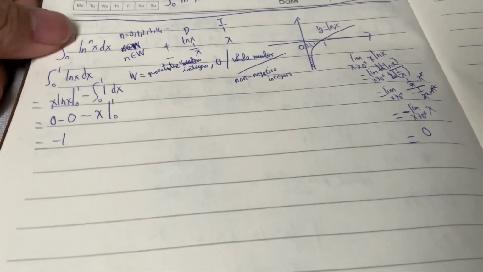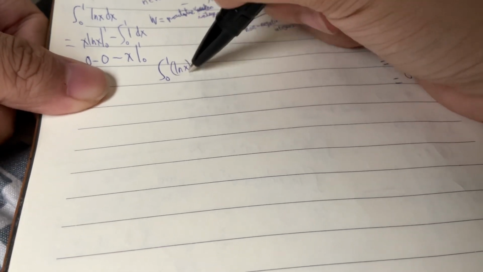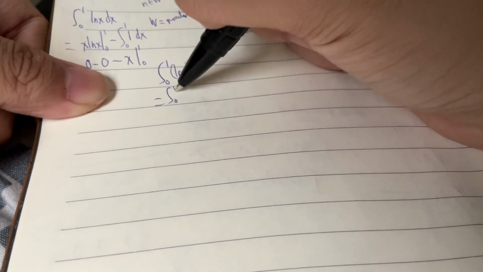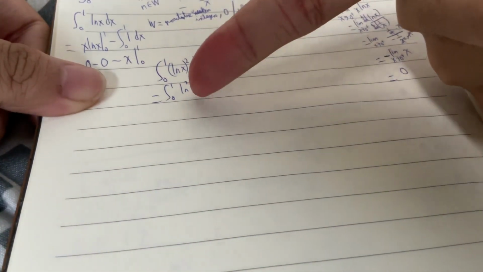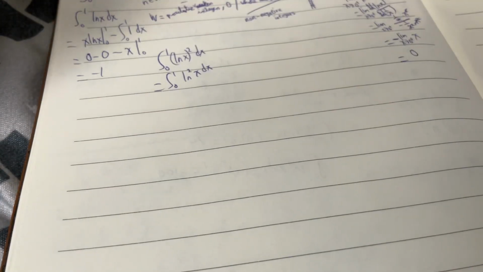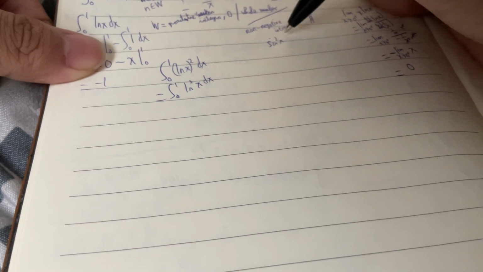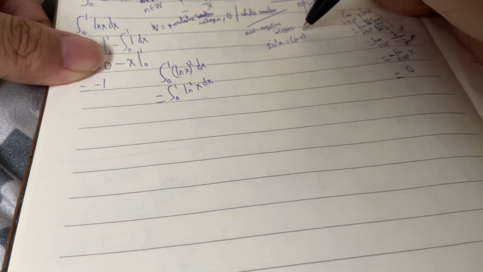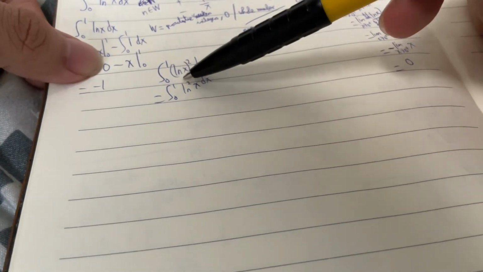Now let me consider another integral, ln x to the power of 2 dx, or you can write this as ln squared x. I love to write ln squared x, or ln cubed x, ln to the power of 4 of x. I would like to write it this way, because sine squared x is equal to sine x squared, right? Just put a square here. I think this is okay.